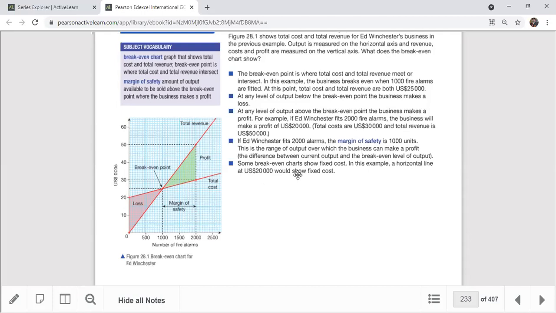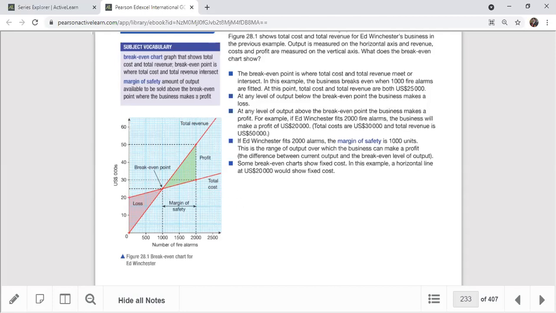And the last one we can find out from the break-even chart is the fixed cost. In some break-even charts we can find out the value of fixed cost. In this example, the horizontal line at 20,000 shows the fixed cost. Total cost always starts with the fixed cost. But in some charts, with a dotted line, fixed cost can be shown.